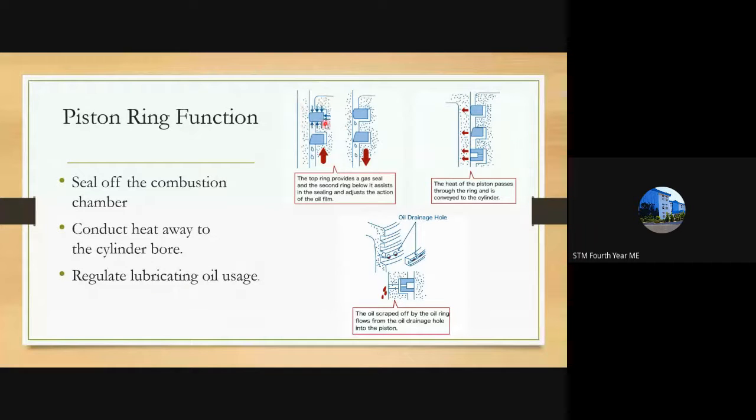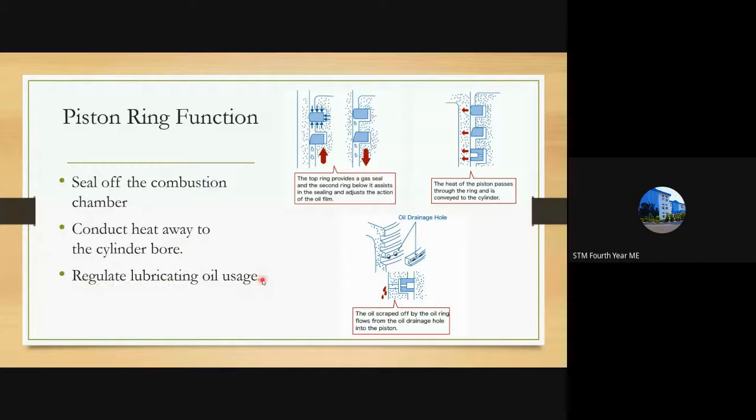Next, conduct the heat away to the cylinder bore. The piston rings are the first thing after the piston crown to come into contact with the heat, and the heat is dissipated to the cylinder walls. So there is a conduction of heat through the piston ring to the cylinder walls, and the heat is thereby emitted to the atmosphere. That's how the heat is controlled inside the cylinder. Then regulate lubricating oil usage.